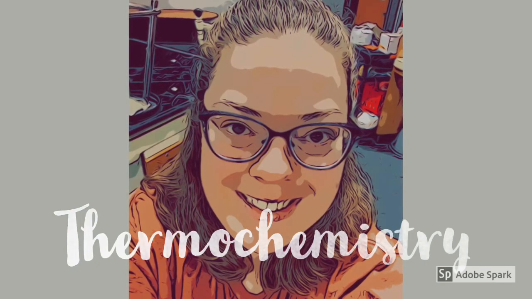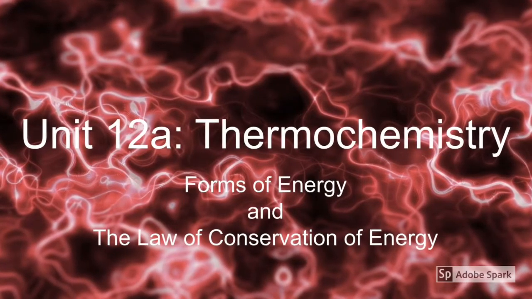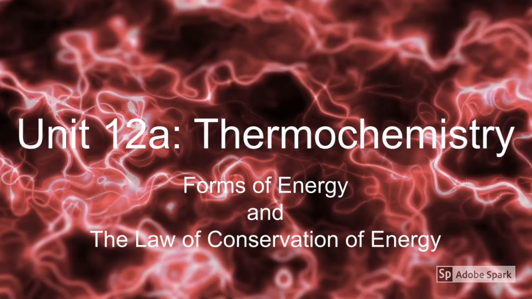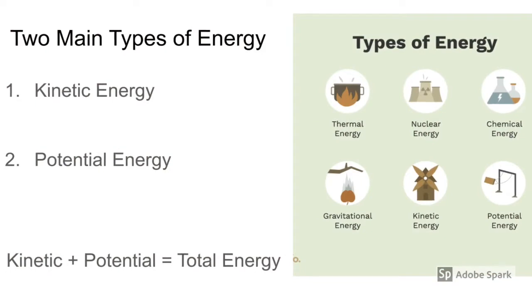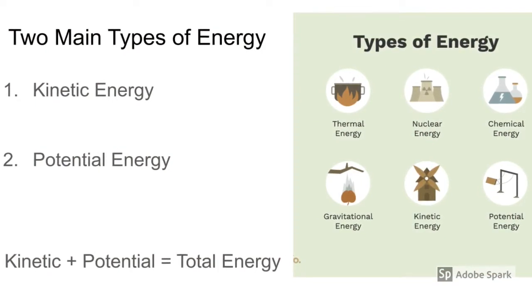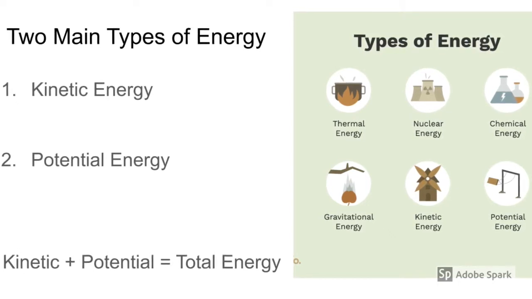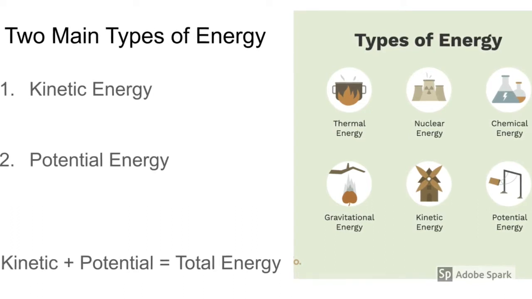Celebrate the great Bambino. This is the beginning of Unit 12, Thermochemistry. Today we're going to be discussing forms of energy and the law of conservation of energy. When we discuss energy, we are talking about the two main types of energy. That would be kinetic energy and potential energy. Kinetic energy plus potential energy equals total energy.